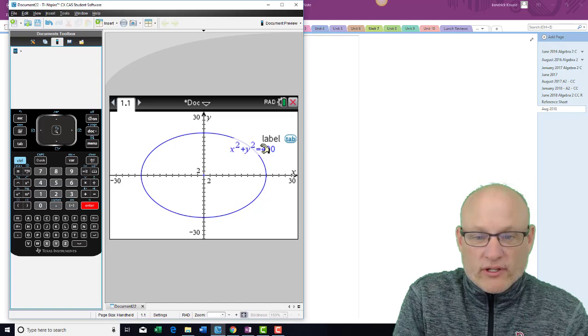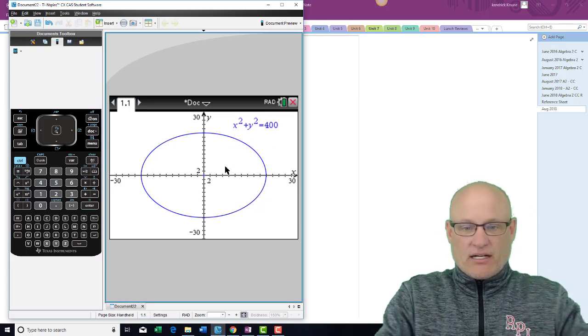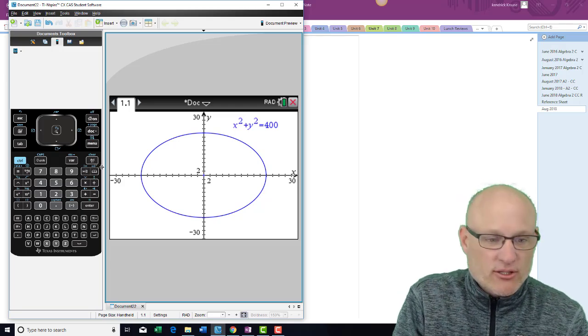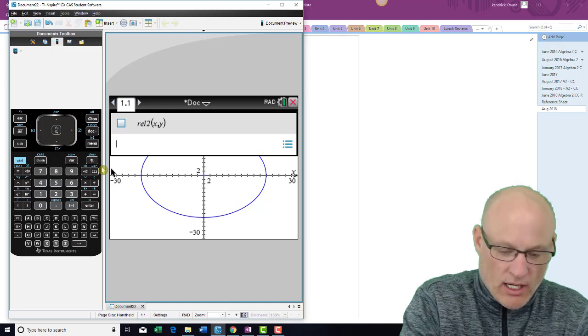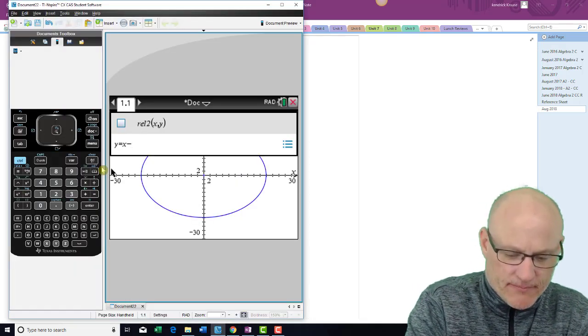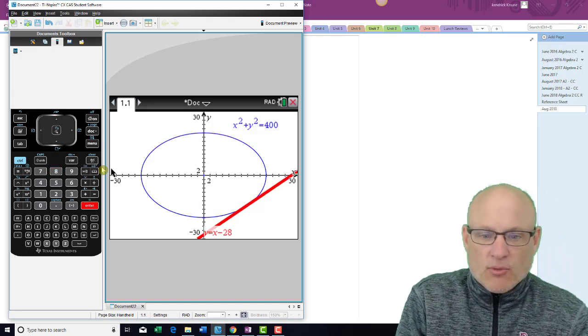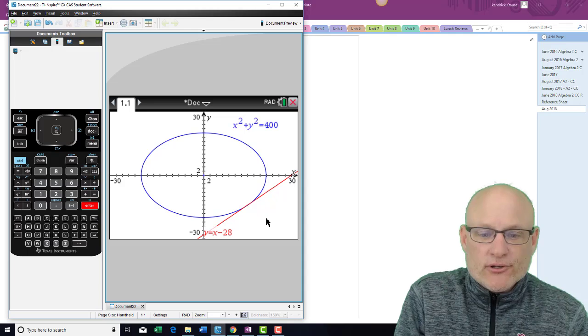Now, it looks a little ovally. That's only because the box is kind of rectangular. And then I'm going to press tab, and I'm going to graph the other one. Y equals x minus 28. All right, boom. Uh-oh, looks like there might be just one answer there. Looks like there's just one answer.